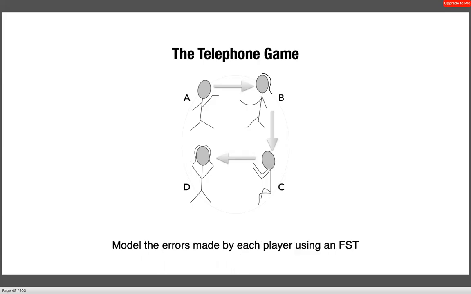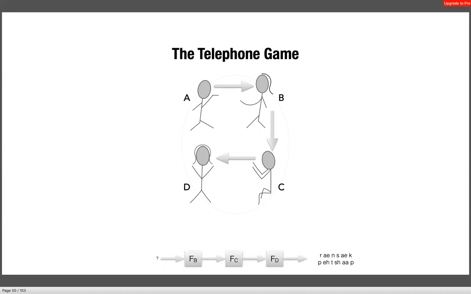So let's try and model this entire thing using FSTs. Say that the errors made by each player can be modeled using FSTs. So here, this is the message that D produced. And let's say that I'm going to represent this message as a phone sequence, ransack pet shop.